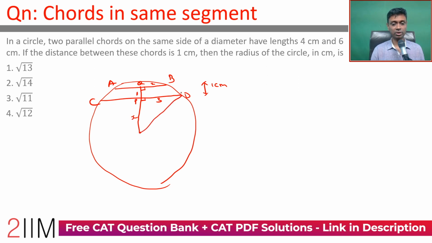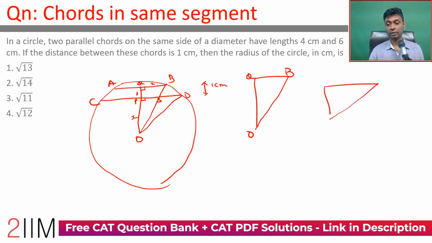Very simple question. Anytime you have any of these questions with chords and circles, draw a line from the center to the end point of the chord. Draw a line to the midpoint of the chord. You get right angle triangles. When you have two right angle triangles, OQB and OPD.